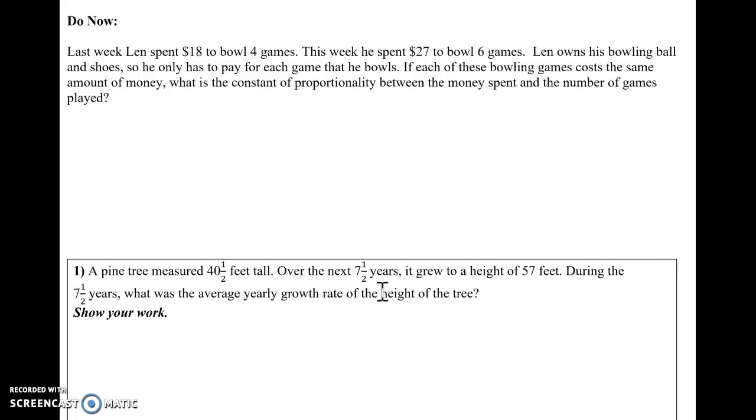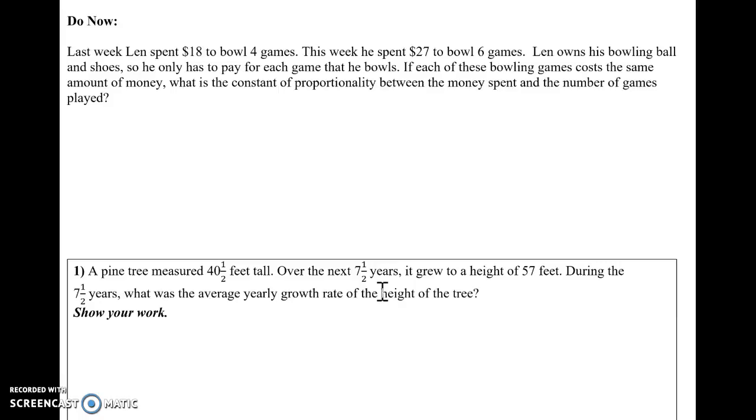Last week Len spent $18 to bowl 4 games. This week he spent $27 to bowl 6 games. Len owns his bowling ball and shoes, so he only has to pay for each game that he bowls. If each of these bowling games cost the same amount of money, what is the constant of proportionality between the money spent and the number of games played?